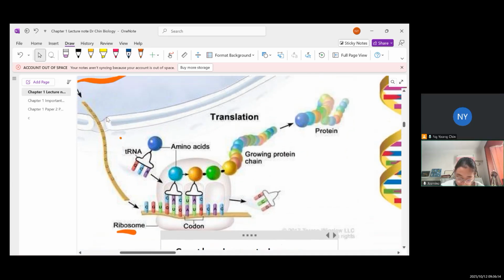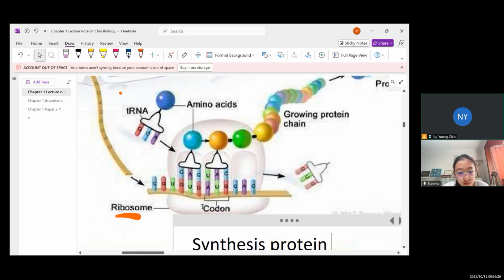So after the RNA is produced, the RNA will encounter the ribosome. The ribosome will bind to the RNA. See, they bind to the RNA. So when the ribosome binds to RNA, they will start to read the information.